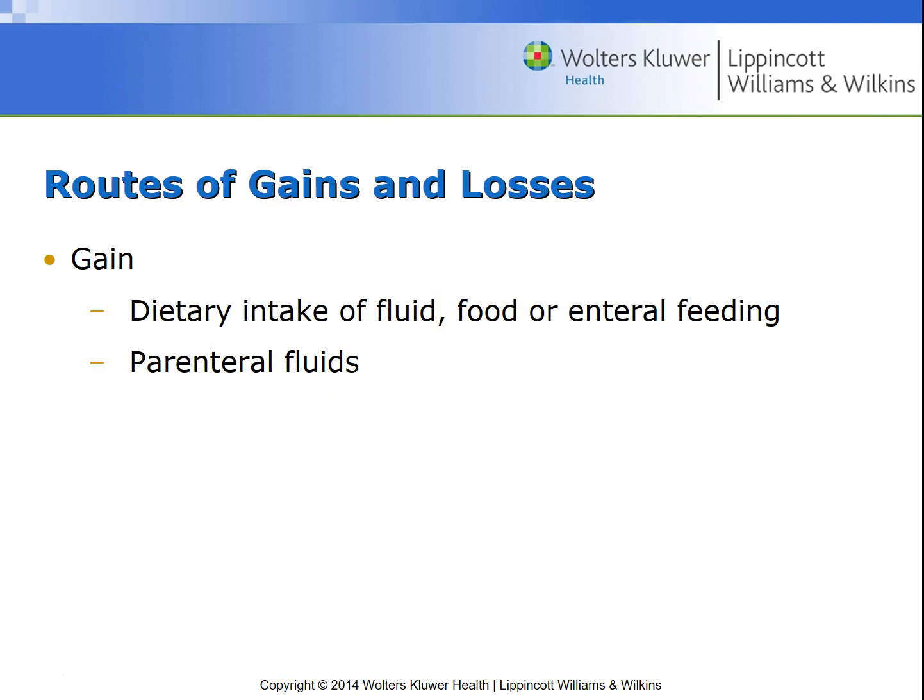So, routes of gains and losses. This is where the meat and potatoes of the chapter start coming together, and this is where I can actually explain things a little bit better for you. To gain fluid and electrolytes, it's going to consist of either dietary intake, whether it be fluid, food, or internal feeding. Internal feeding is more like your G tubes, NG tubes, duo tubes, tubes that go into the body, either into the stomach or the intestines, and you're feeding liquid through that.